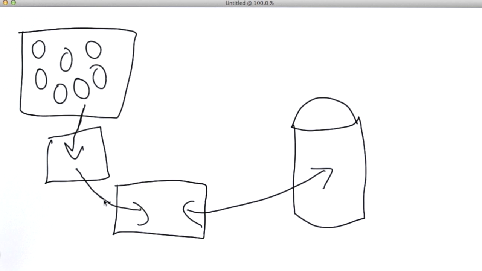So with what an ODM is out of the way, let's take a deeper look at what Morphia itself is and what it offers.